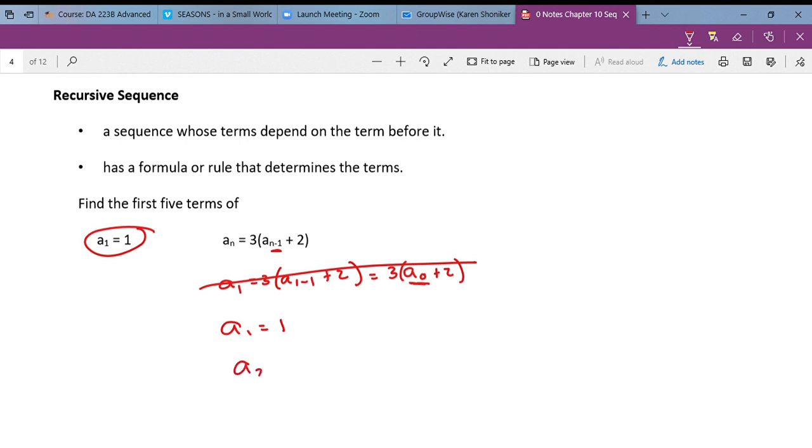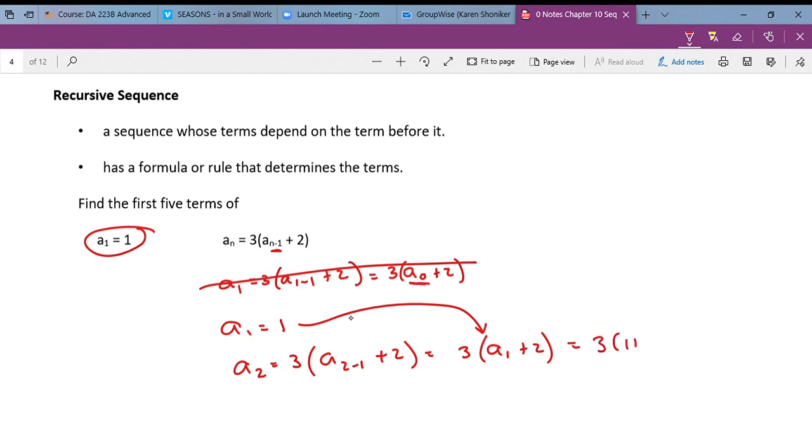So if I wanted to find A2, if I plug the 2 into this formula, all of a sudden I can see that it would be 3 times A1 plus 2. Well, I know A1. A1 is 1. So this would be 3 times 1 plus 2, which would be 9.